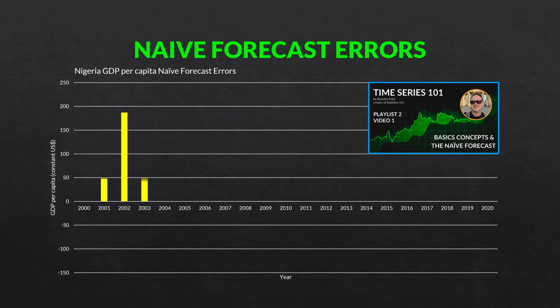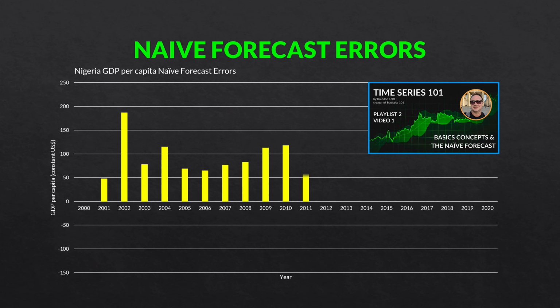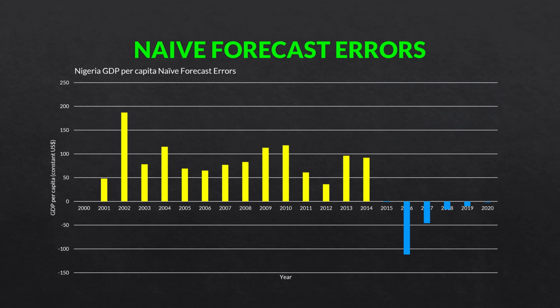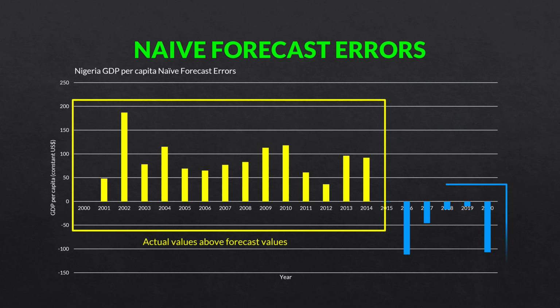Here are the naive forecast errors we did in the prior playlist. It's just a basic naive forecast where we use the prior period's actual value for the forecast value for the future period. In this case, the pattern holds true also. The actual values on the left are above the forecast values, and the actual values are below the forecast values over here on the right.